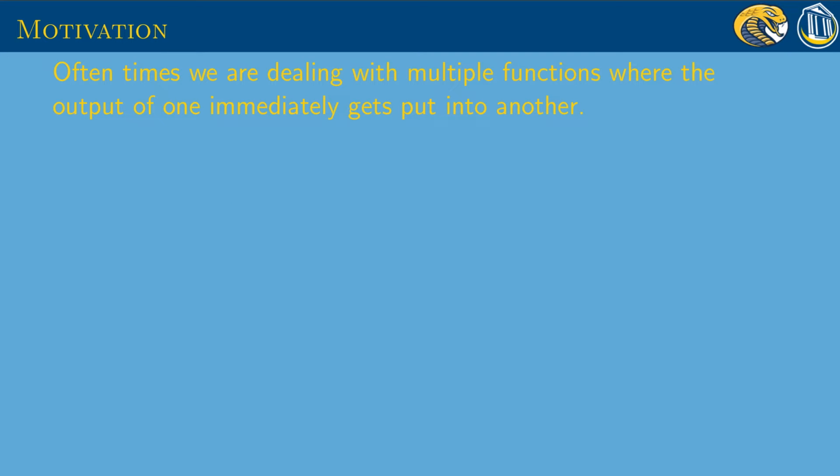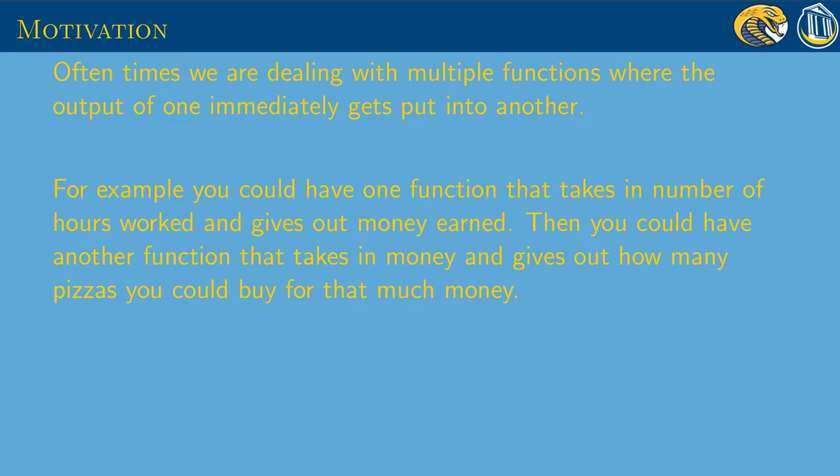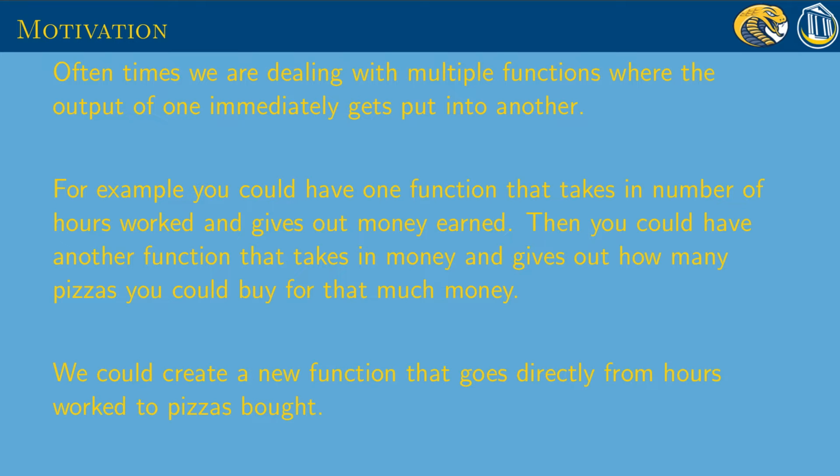Often, we're dealing with multiple different functions where the output of one function becomes the input of another. For example, we could have one function that takes in the number of hours we work and spits out the amount of money that we earned. And then we could have a second completely different function that takes in how much money we have and outputs how many pizzas we could buy. And we could create a new function that goes directly from hours worked to pizzas bought. And the way that we're going to do that is using a technique called function composition.